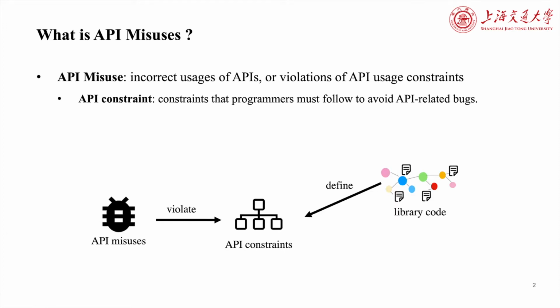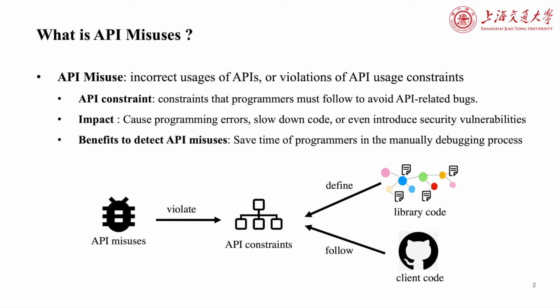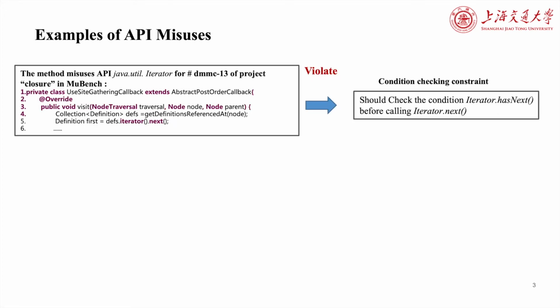API constraints are defined in the API implementation code, namely library code, and client code using APIs should follow API constraints. API misuse can cause programming errors. API misuse detection can save debugging time of programmers and improve code quality. Here are 3 API misuses that violate 3 common types of API constraints. They are real misuses from the MUBench dataset.